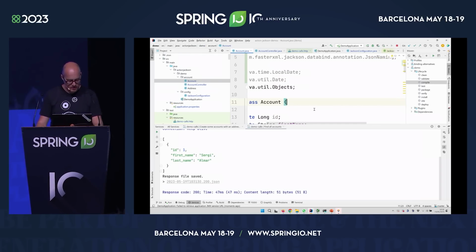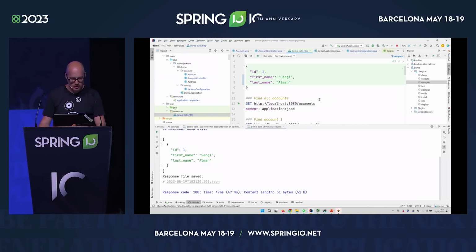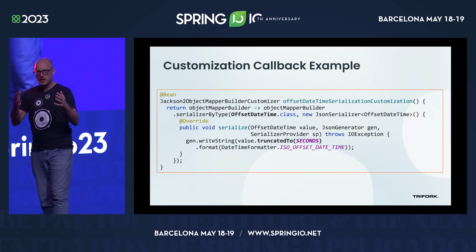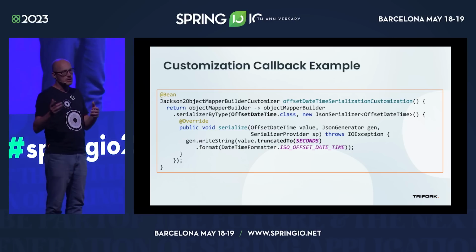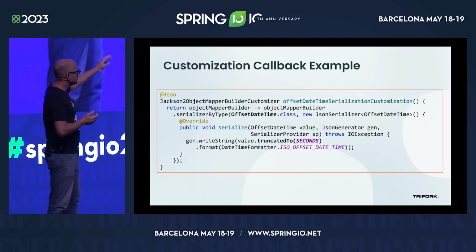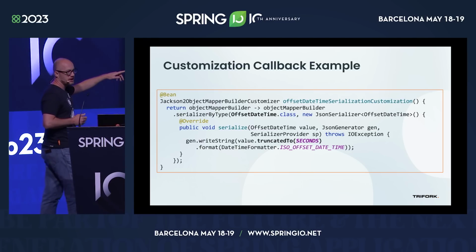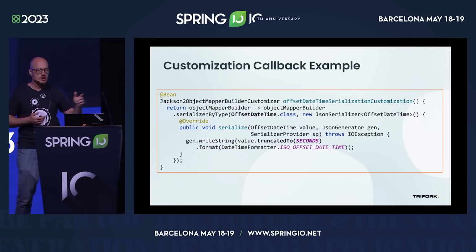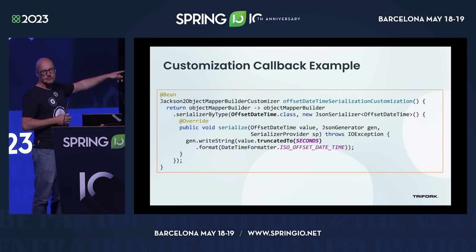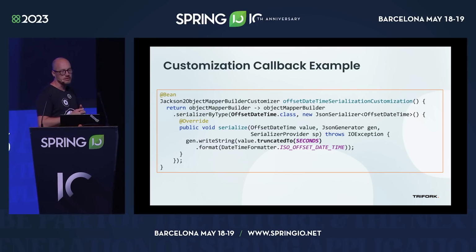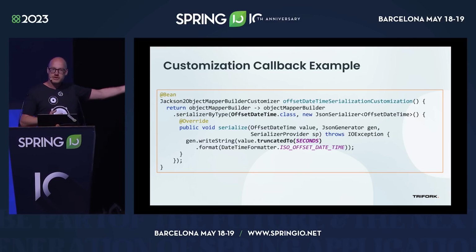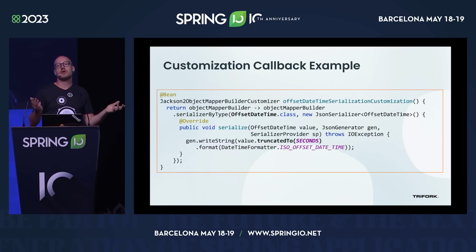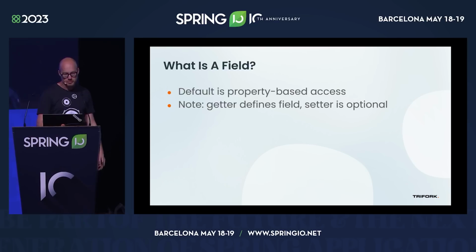Let me get rid of this one again. Let me also undo this, and then again, go back to here. So what I have here is a real example from one of my production applications on how you can use something like a customizer. So what you see here is that we register a serializer by type. So we say whenever we have an offset date time, we don't like the default way that these things are being serialized, so we actually want to truncate the value to seconds first before we marshal it out, because we don't care about milliseconds in the representation, right? This is one example where you can just register this customizer and it will automatically be applied to the object mapper that boot creates, as well as every other object mapper that you create via one of those builders.